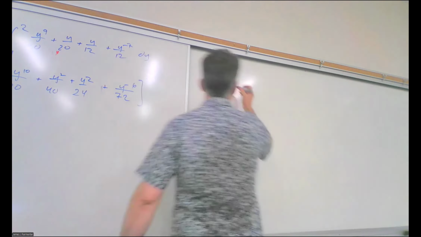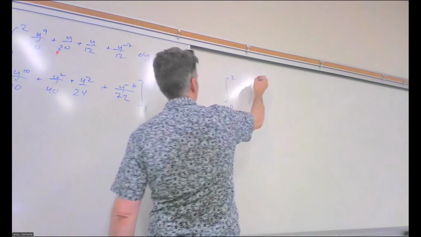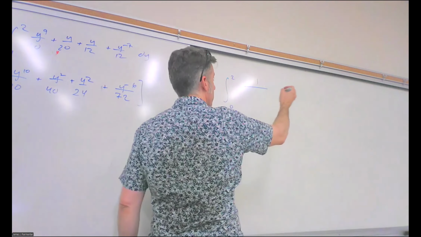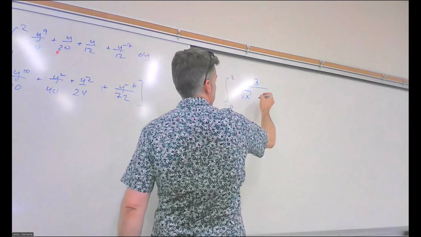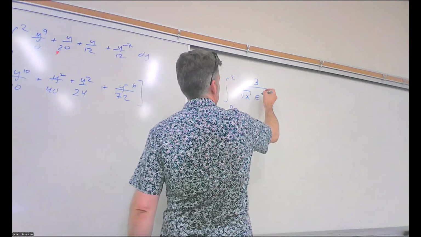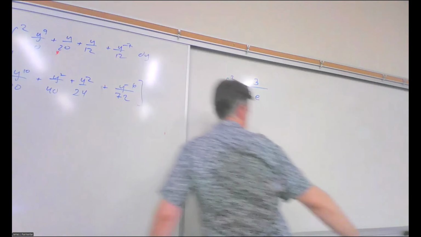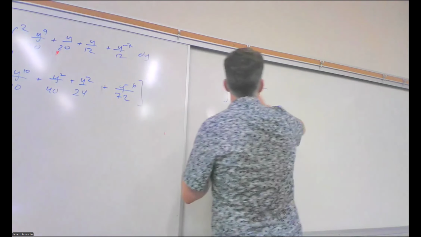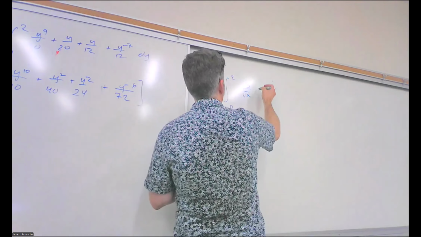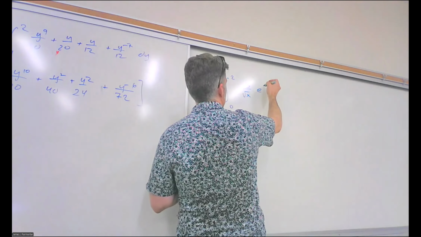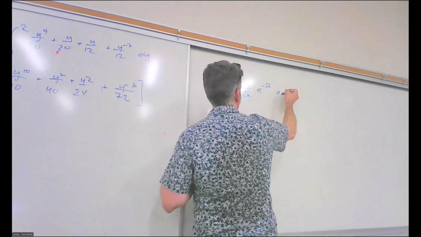So we've got the integral from 0 to 2 of 3 over square root of x times e to the negative square root of x. Cool.